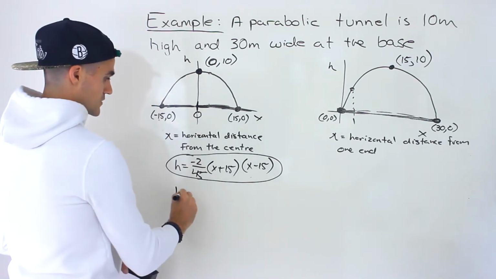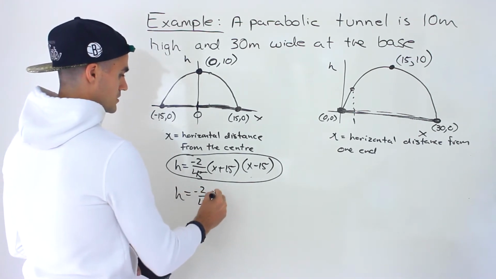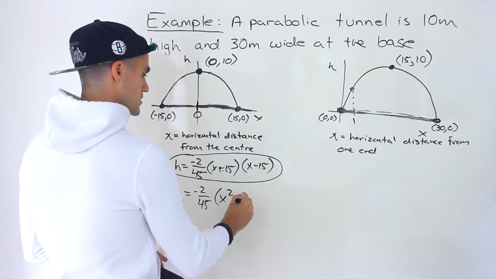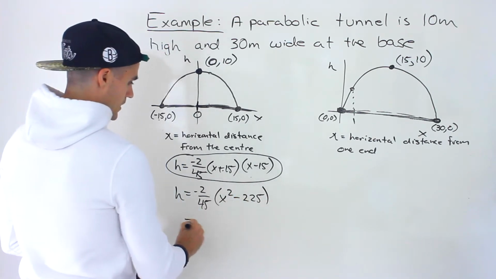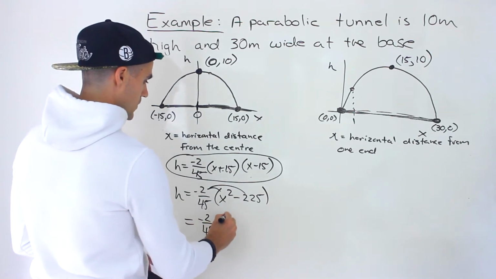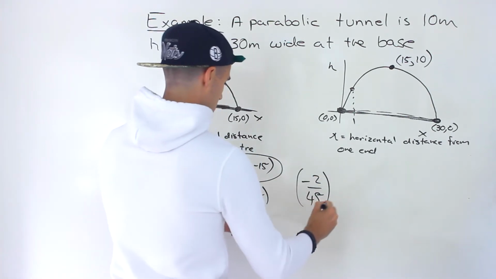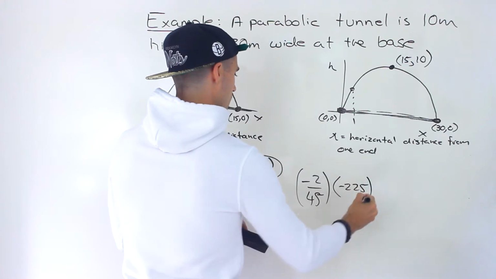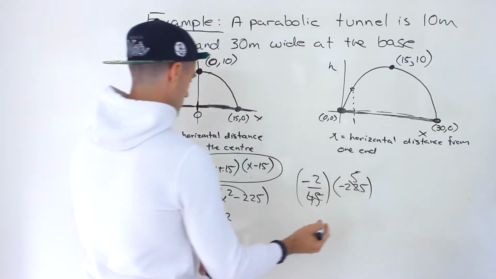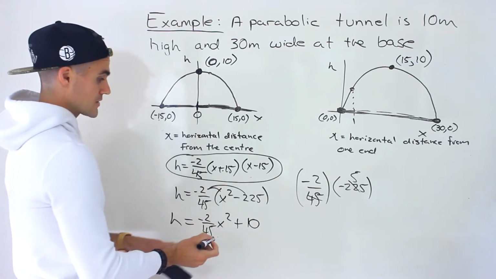And then if you want to get the vertex form, or let's start off with the standard form actually. So if we expand everything, this is a difference of squares. That would just be x squared minus 225. And we'd end up distributing the -2 over 45. So we'd end up with -2 over 45 x squared. And then -2 over 45 times this -225 would be what? This would be 5, so +10, like that.